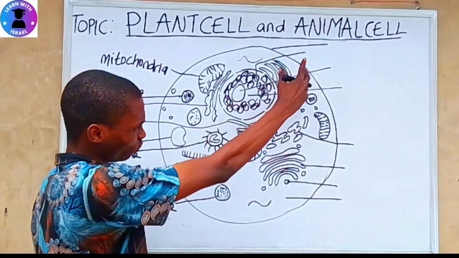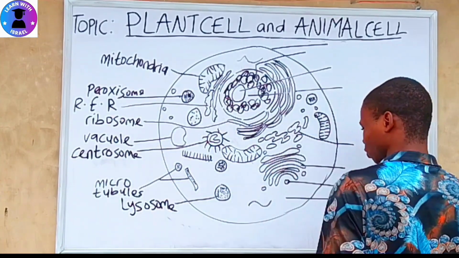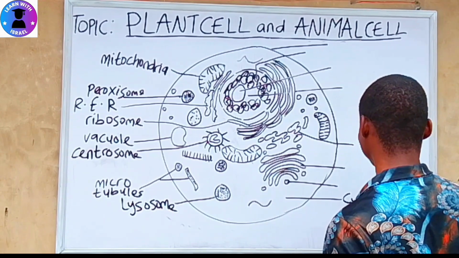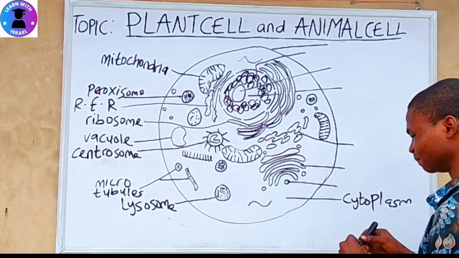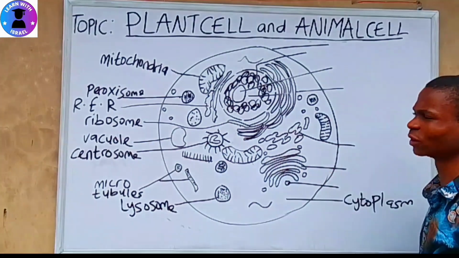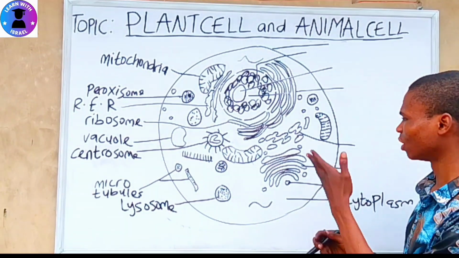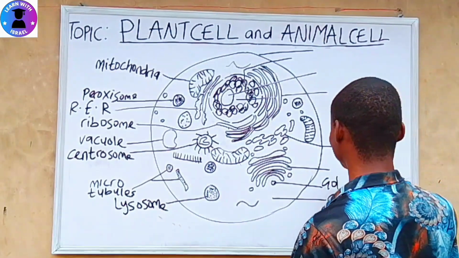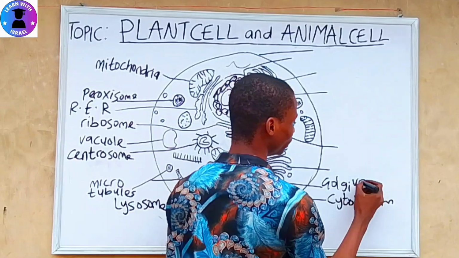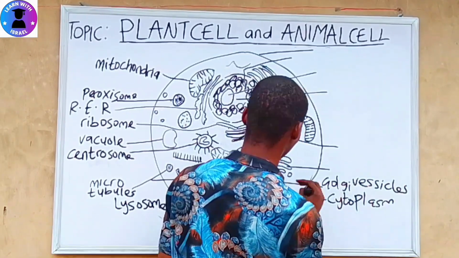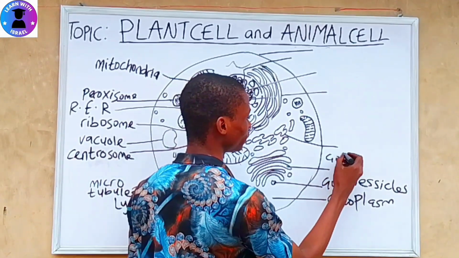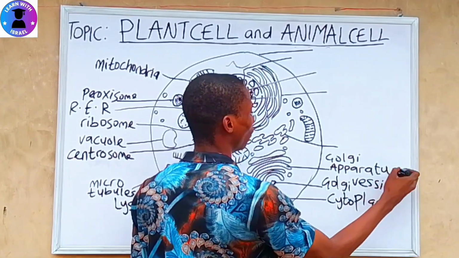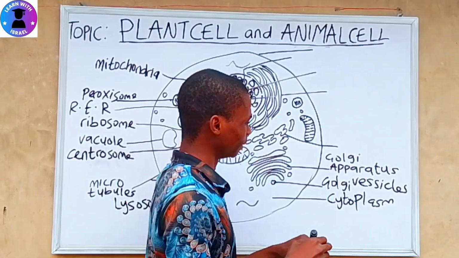So guys, let's move to the next part. Let's start from here. This part is called the cytoplasm. It is a jelly-like structure that suspends organelles in the cell. So let's move to the next one. This is the Golgi vesicle. And here we have the Golgi apparatus, and what it does is that it packages protein.